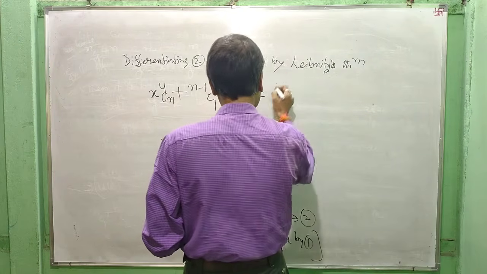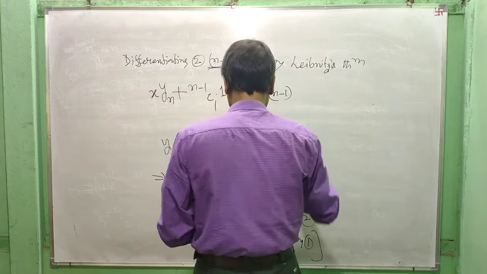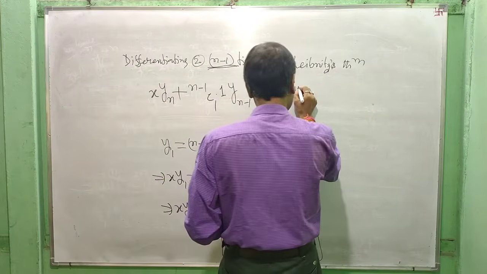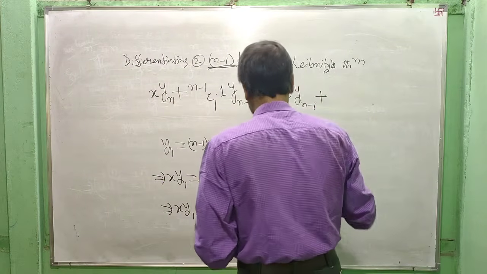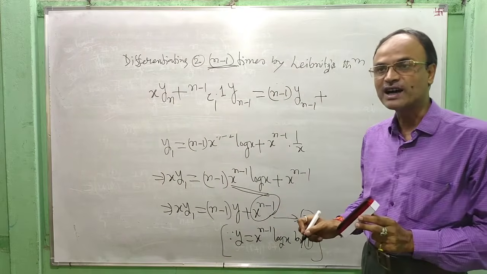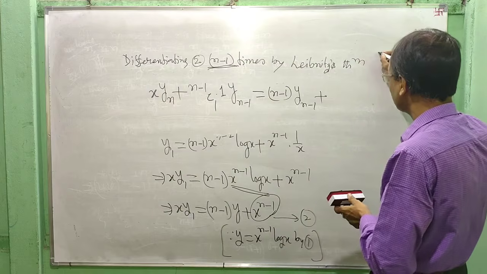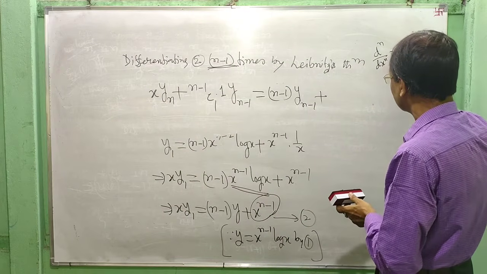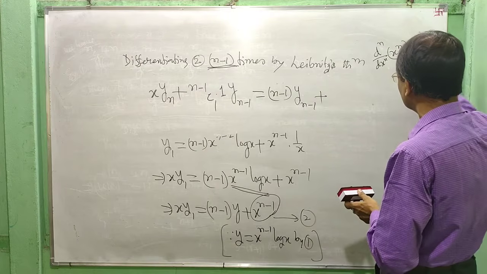This is equal to n minus 1 times y differentiated n minus 1 times, which is yn minus 1, plus what is this? x to the power n minus 1, the nth differentiation. I told you that d to the power n by dx to the power n of x to the power n is equal to factorial n.